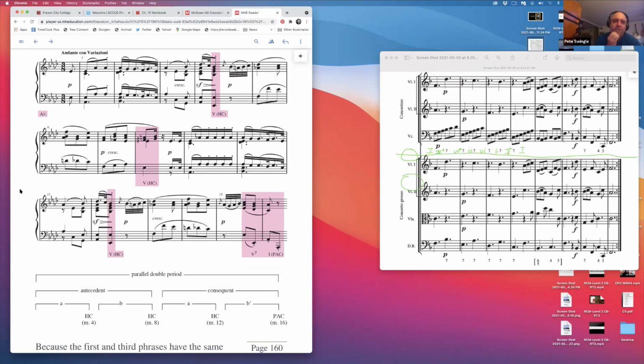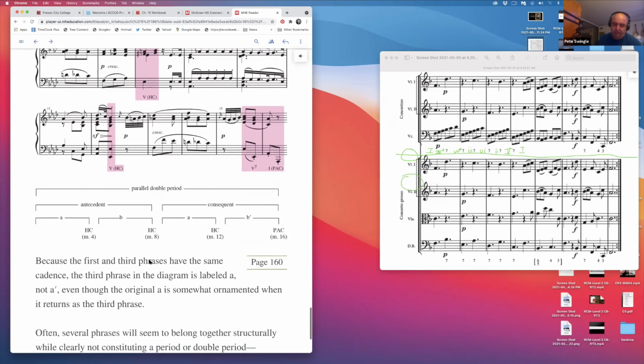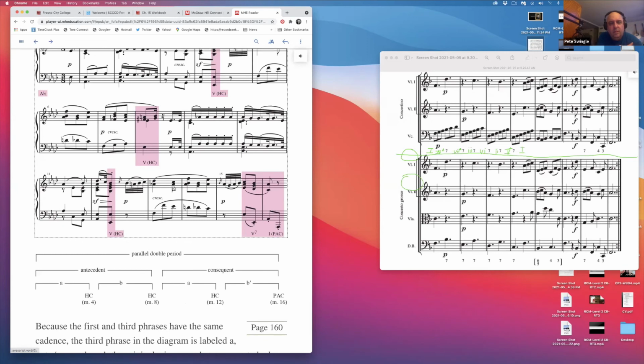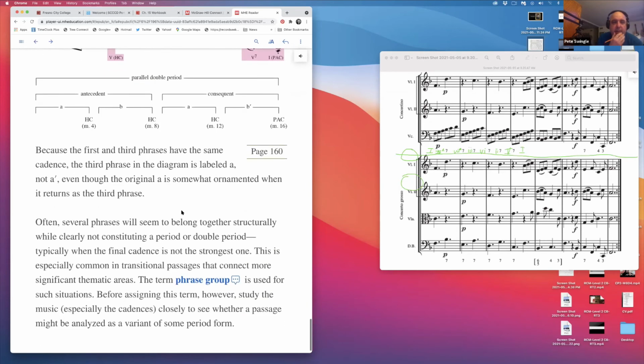So, again, the first part's not necessarily a period as we've defined it. And that's the confusing part to me, I think. They didn't label this one A prime because it was essentially the same. It's a little bit more decorated with a grace note here and there, or instead of an eighth, a dotted 16th, 32nd.